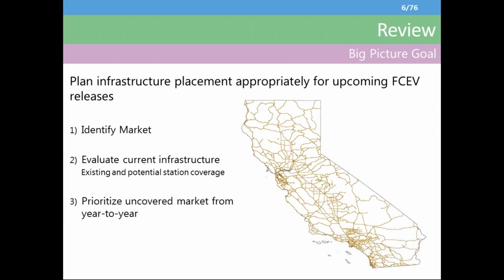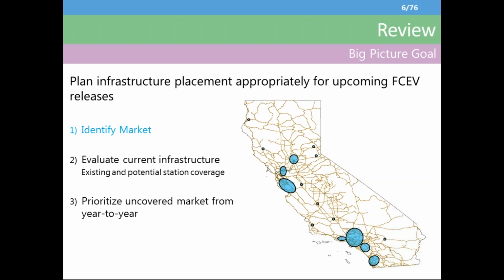And so the core of CHIT is that it is a geographical information system tool that's really used to plan infrastructure placement appropriately for upcoming fuel cell electric vehicle releases and launches. And its process is really in three parts. The first is to identify a market.